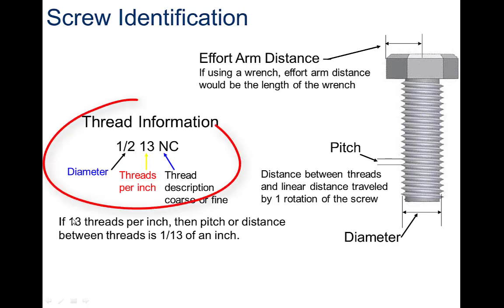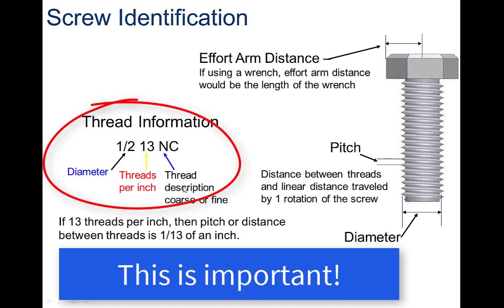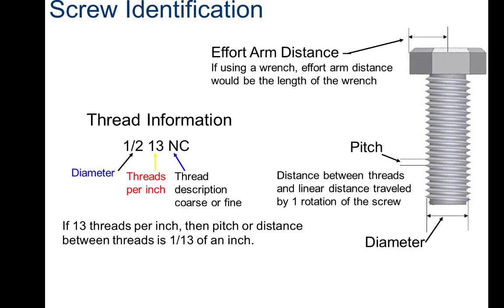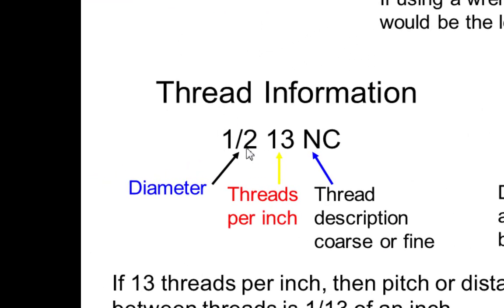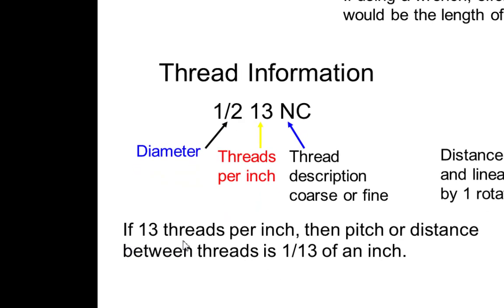Okay, we need to talk about threads. Well, we've got some thread information. You guys have seen this before. You've probably seen quarter 20 UNC as you were doing some of your IED stuff last year. So the diameter is kind of the first thing. This is a diameter of 1/2. We have threads per inch, and then we have some kind of description about the actual threads themselves. Are they coarse? Are they fine? Are they medium? So what this means is 13 threads per inch. Then the pitch is 1/13 of an inch. So I have 13 threads per inch. The pitch is 1/13 of an inch.